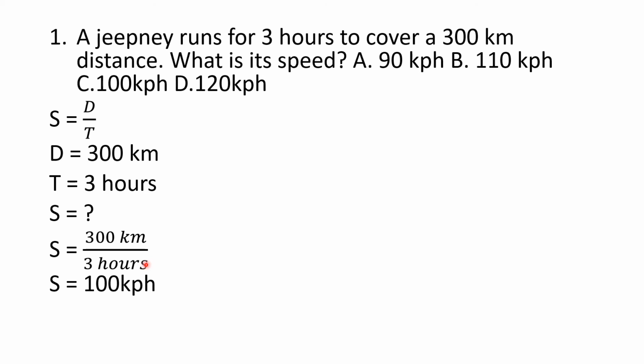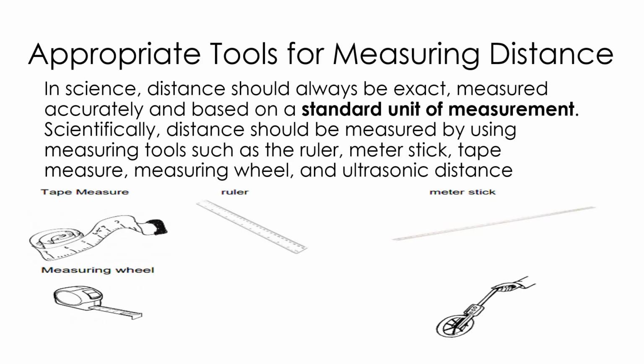So, anong gagawin? Divide natin yung 300 sa 3. 300 divided by 3 is equal to 100. Huwag kakalimutan ang unit. Ang unit natin ay kilometer per hour. Kaya dapat ay ilalagay natin. So, ang sagot natin dito ay letter C. So, mabilis lang kuhain kung paano ang speed.